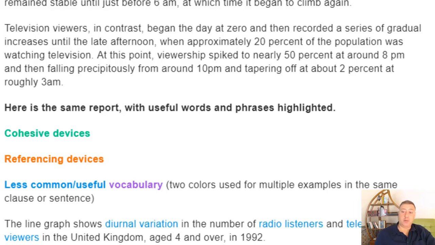So if you look at the number of pieces of information I included there to completely describe all the important information: began at 0, had a series of gradual increases. There's one. Approximately 20% of the population was watching television. There's 2. At this point, viewership spiked to 50% around 8 p.m. There's 3. And then falling precipitously from around 10 p.m. There's 4. Tapering off at 2% at roughly 3 a.m. So 5.